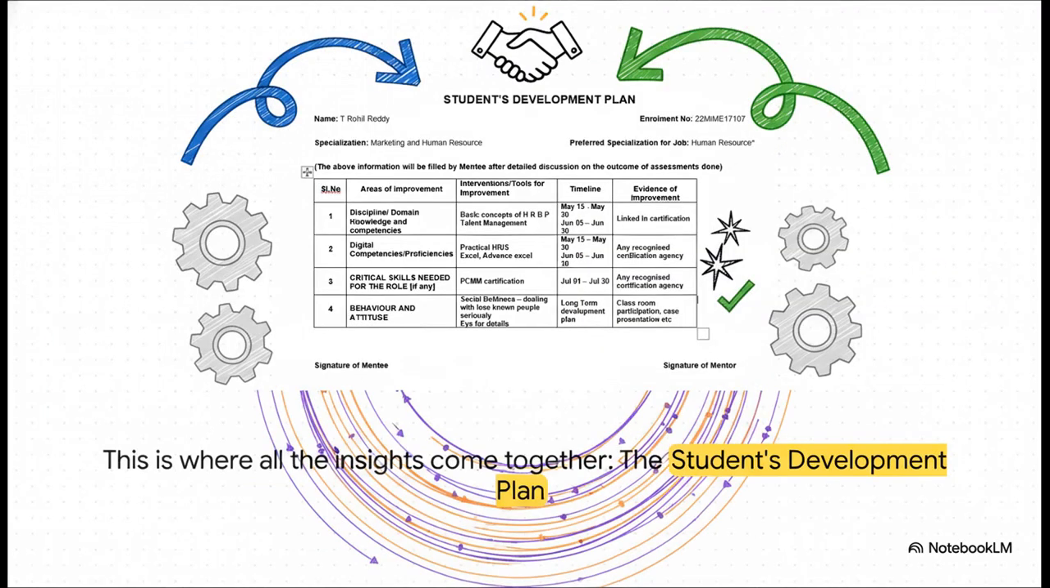And this is the final product, the student's development plan. This document from Annexure X is literally the roadmap for the rest of the semester. But this isn't something you just hand to the student. It's something you build with them. That co-creation is what ensures their buy-in and their ownership of the plan.